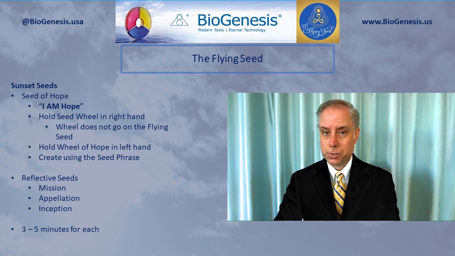particular seed. So this one will change every night, most likely, having a new seed of hope each evening, a new wheel in your right hand, enlivening a new phrase, a new seed phrase, using the creating technique. After you finish that, put the wheel of hope next to the flying seed, set aside that wheel for the seed of hope for the night, and then you go through your reflective seeds in reverse order. Mission, then appellation, then inception, using the reflective seeds.